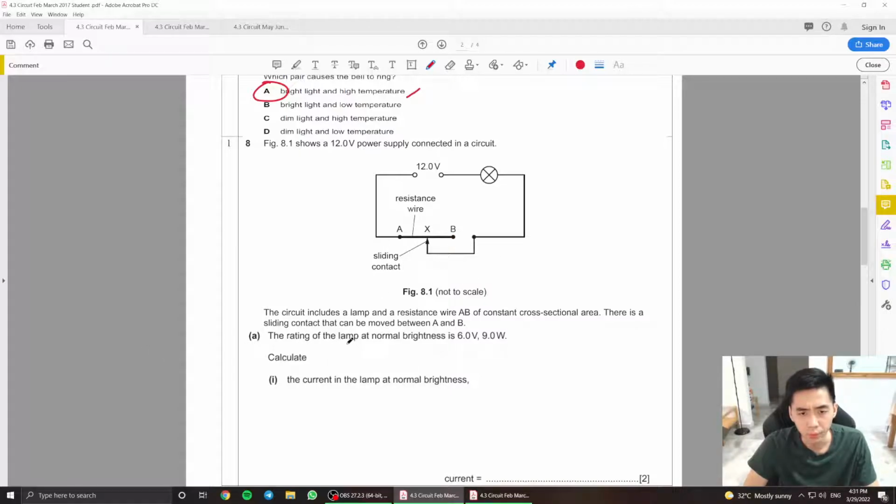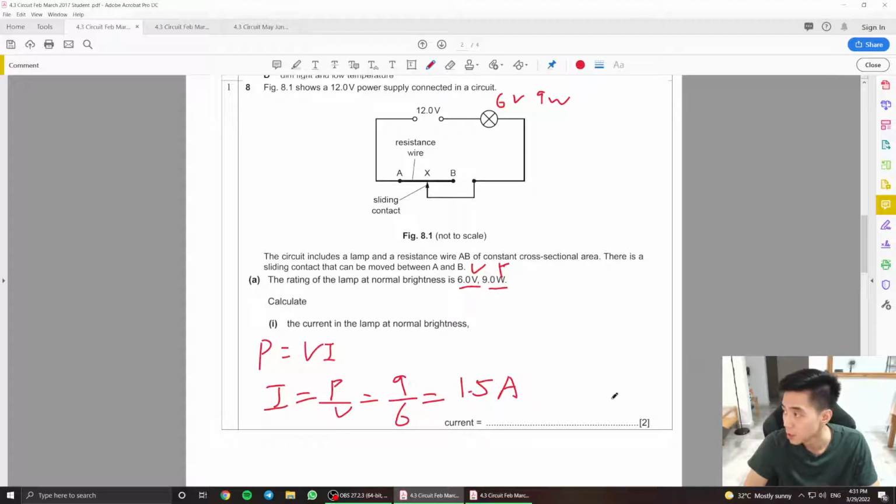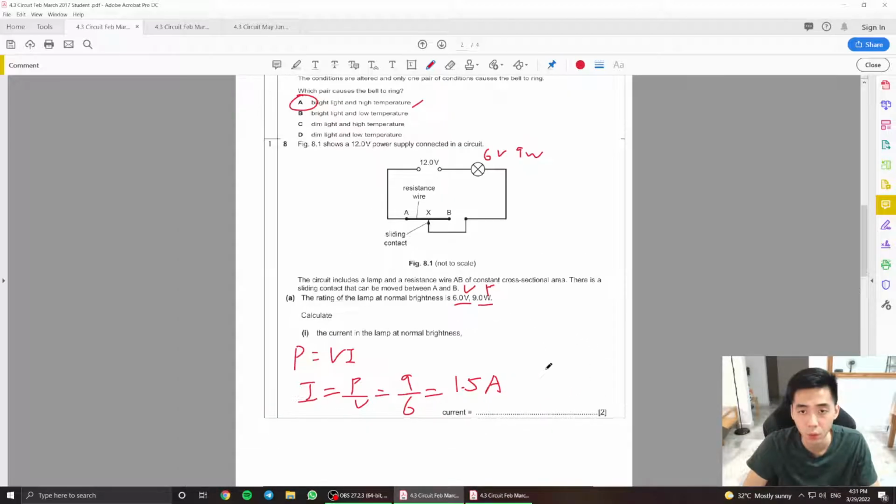The rating of the lamp at normal brightness is 6 volts and 9 watts. Calculate the current at the lamp during normal brightness. Since I already have power and voltage, I'm asked to find current. You're supposed to use the P equals VI formula. I would obviously use P over V, which is going to be 9 divided by 6, which is going to be 1.5 amperes here. So your first answer, you're supposed to get 1.5 amperes.